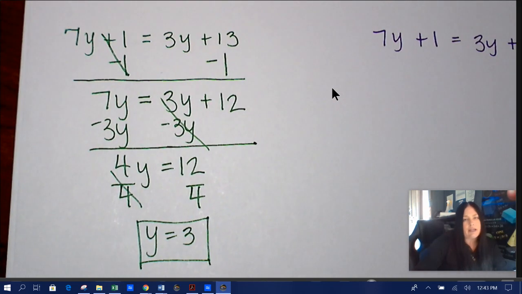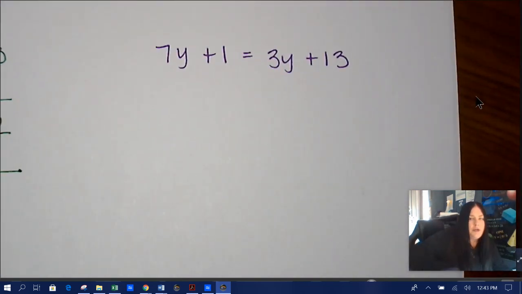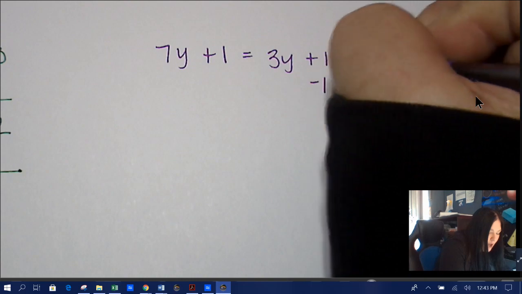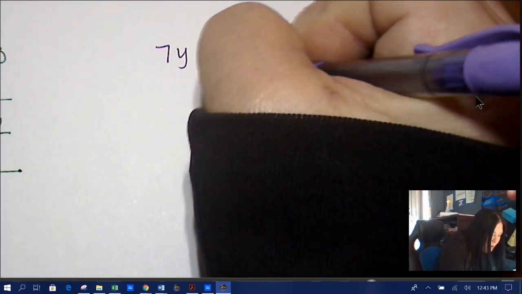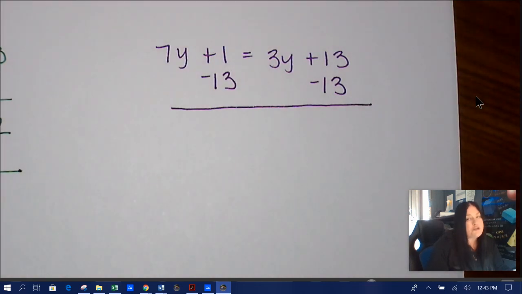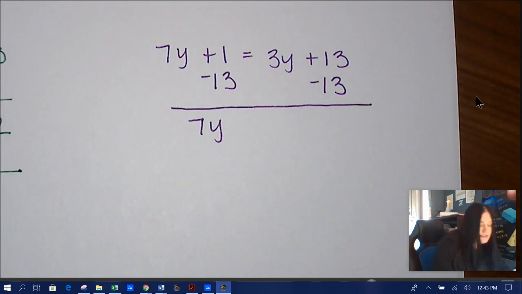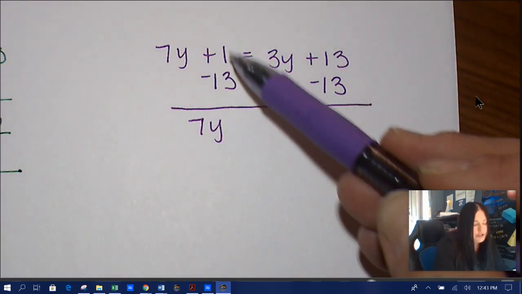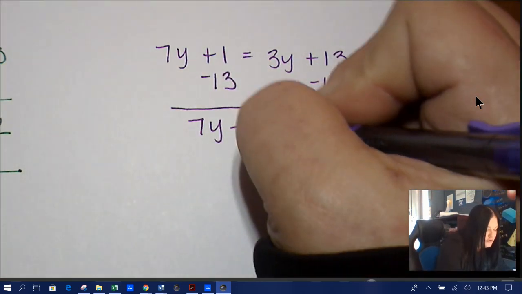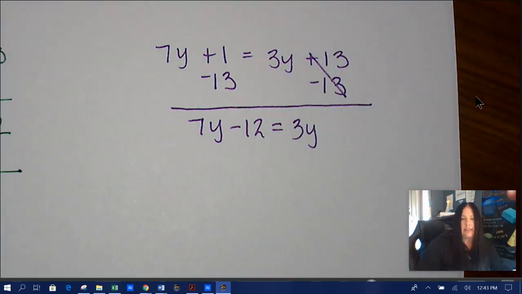But this time I'm not going to cancel the 1, I'm going to cancel the 13. So again, when there's a variable on each side, I want you to cancel the smaller letter first. But what if you don't? That's what I'm showing you. Now, you want to go left to right so you make sure your pieces are in the right spot. The first thing I see is a 7y. Then I see math to do. 1 minus 13 is -12 equals a 3y, and then the 13's cancel.